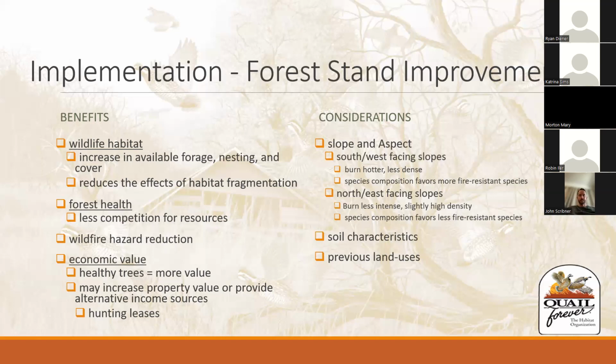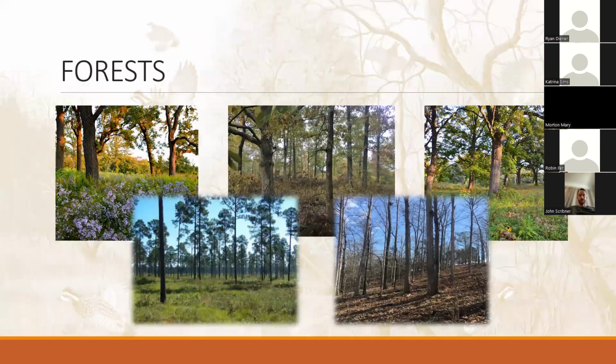Also looking at soil characteristics is an important thing, knowing what kind of soil you have and what kind of vegetation those soils will support. And then previous land uses. If you know an area was clear cut at one point, or has it ever had timber harvested off of it? Knowing those previous land uses are also things to take into consideration when planning this forest stand improvement.